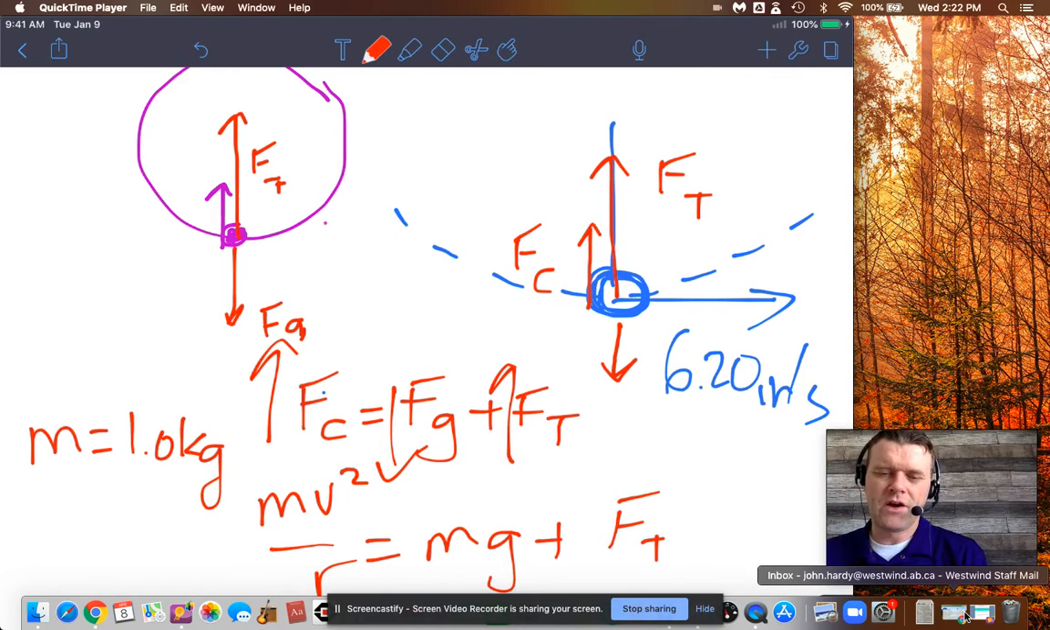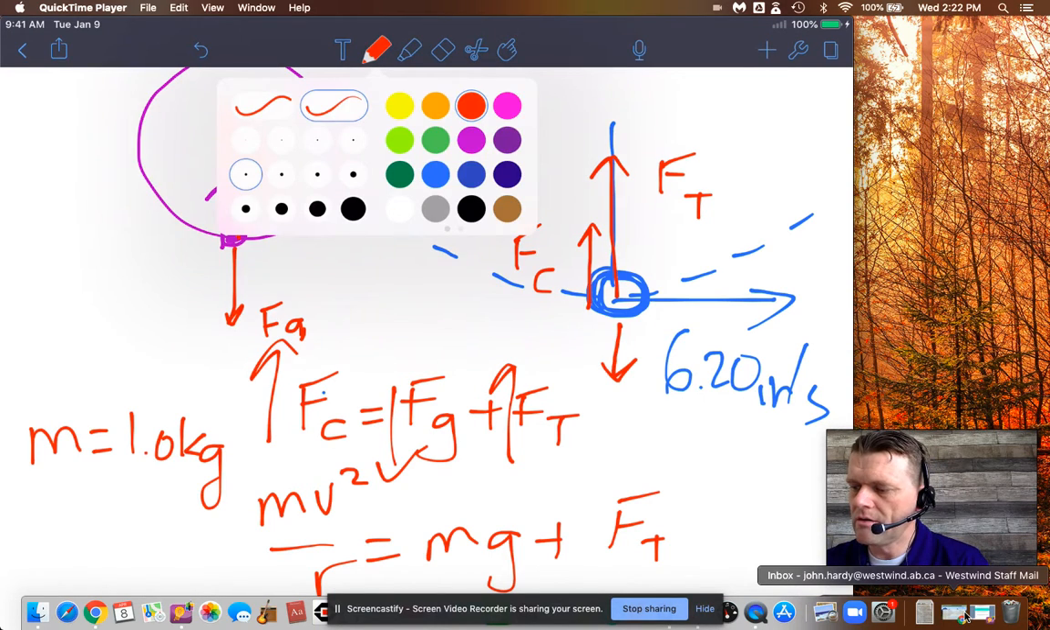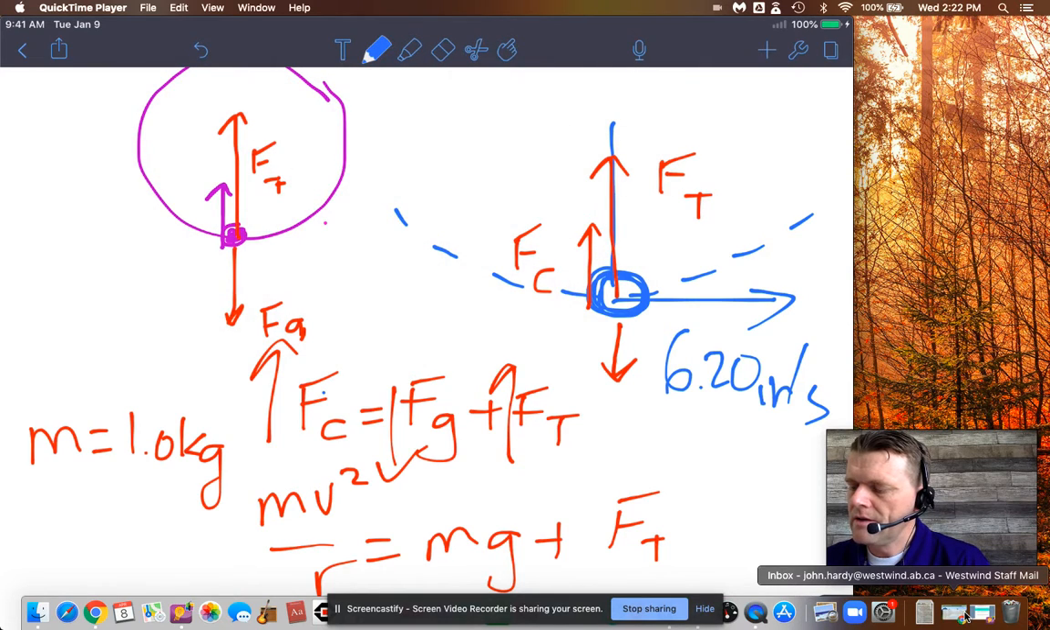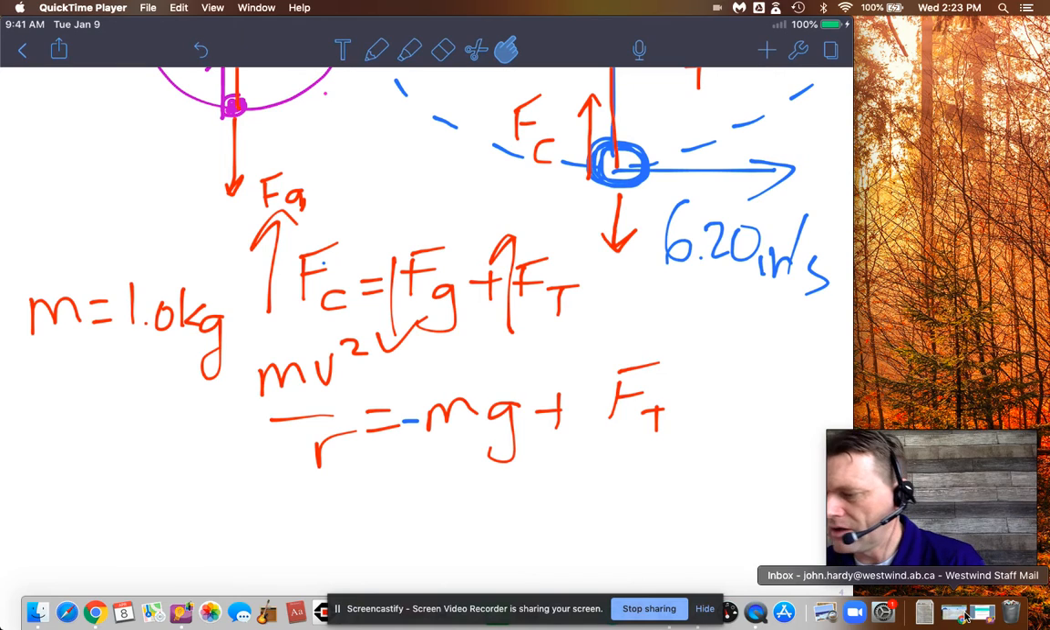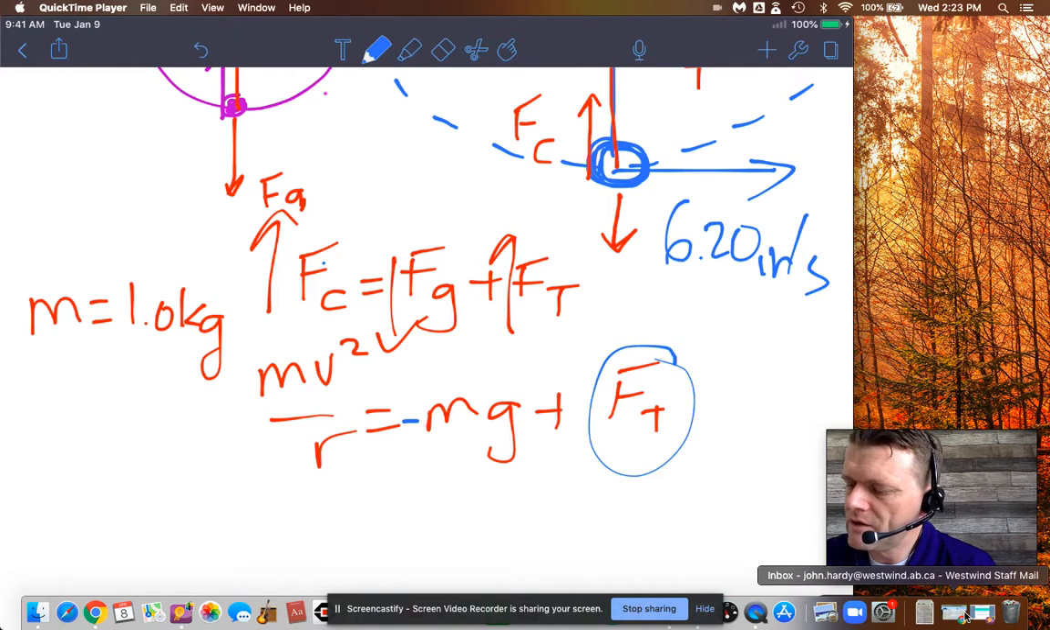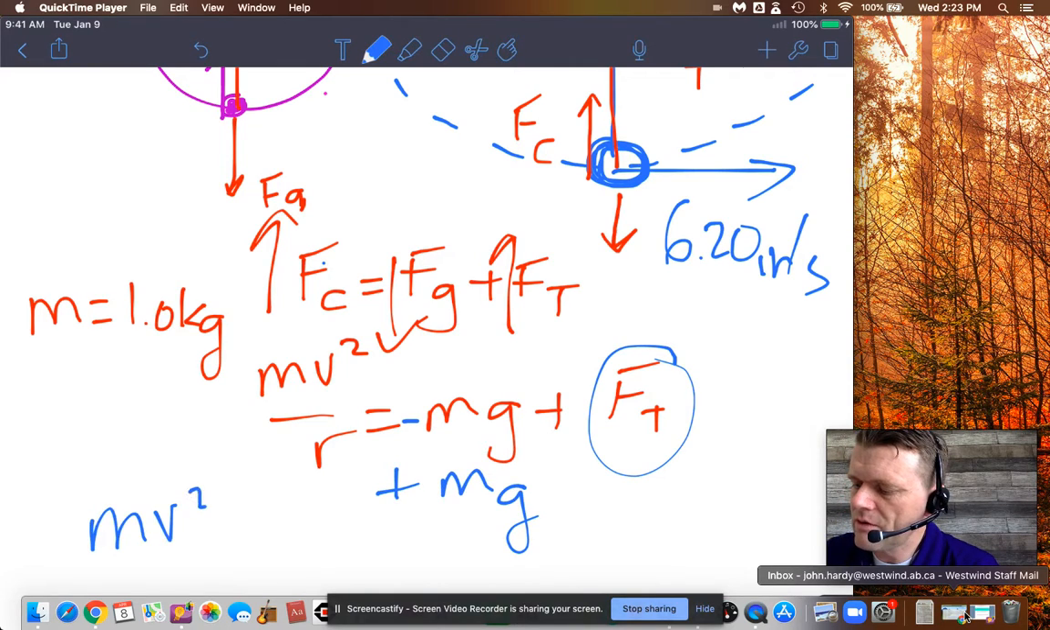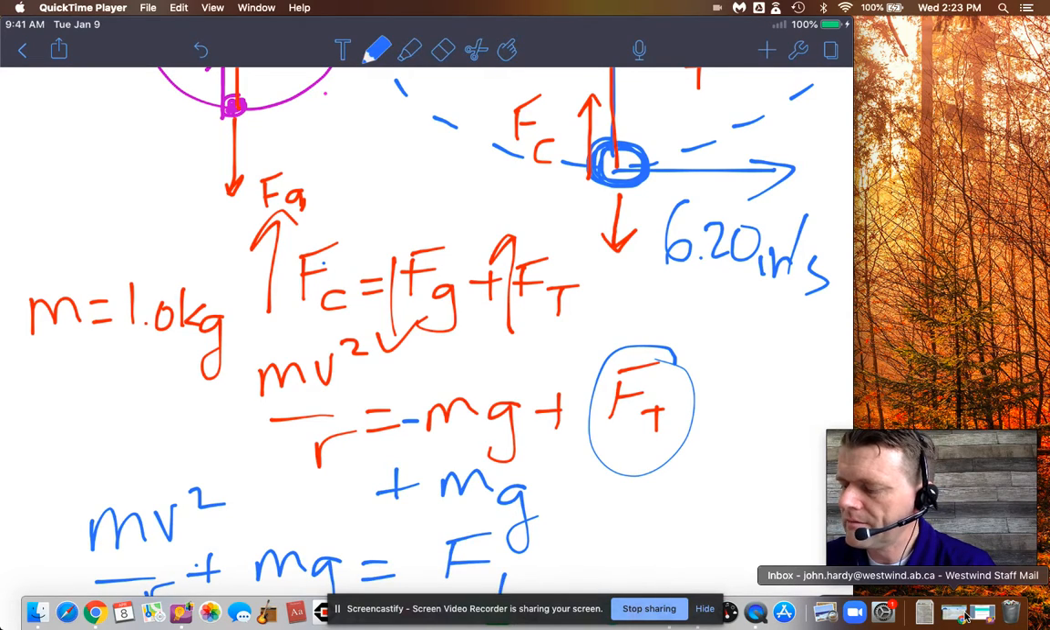Now, obviously, we don't have a formula for tension directly, but we can find it indirectly. Now, there's something really important here, and that is the centripetal force is up, but the force of gravity is down. So we need to make that negative. And if you miss that detail on here, then you'll just get the opposite answer. So really, if we're going to solve for the tension, what we have to do is add the force of gravity. So really we have mv squared over r plus mg is equal to ft.